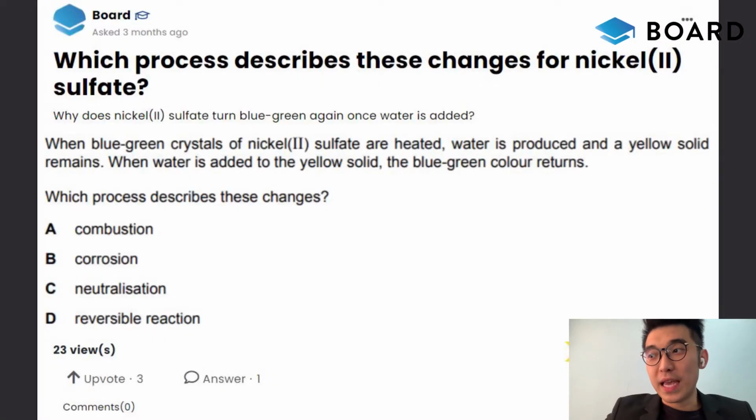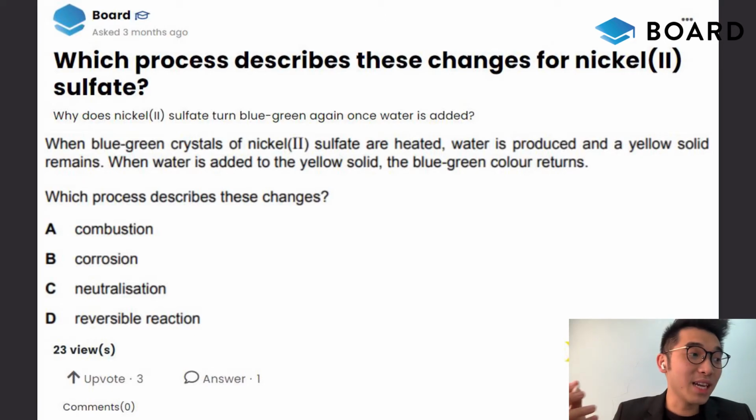For this chemistry question, the third question, it says, when blue-green crystals of nickel(II) sulfate are heated, water is produced and a yellow solid remains. When water is added to the yellow solid, the blue-green color returns. So it seems like this entire process is reversible. Why is it so? It was initially blue-green. When you conduct a reaction on it, it turns into a yellow solid and water is produced. But when water is added back into the yellow solid, it goes back to blue-green.